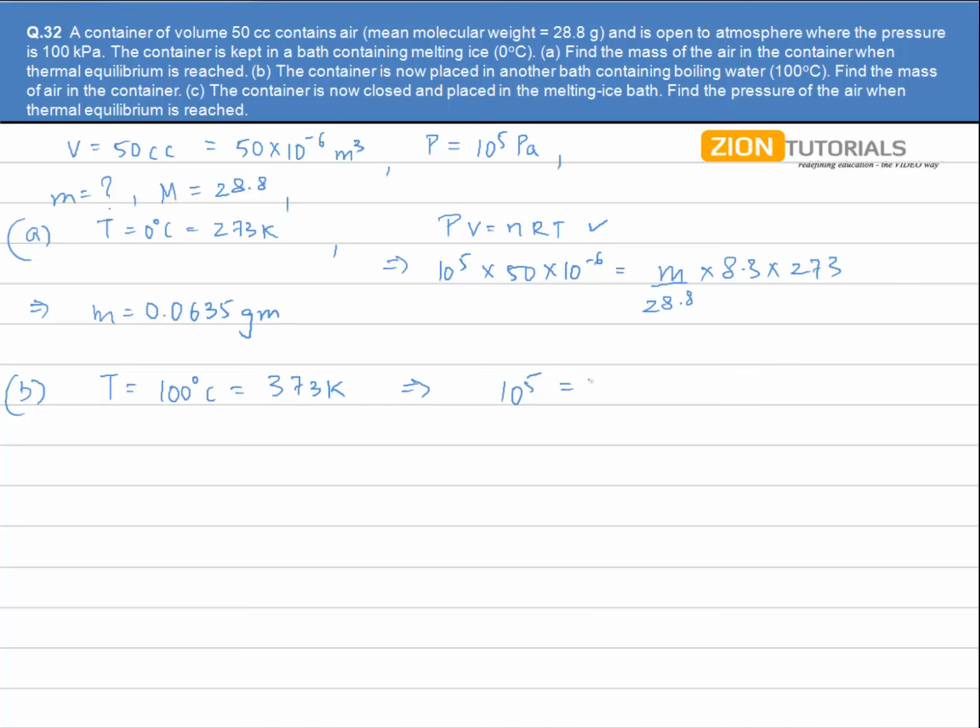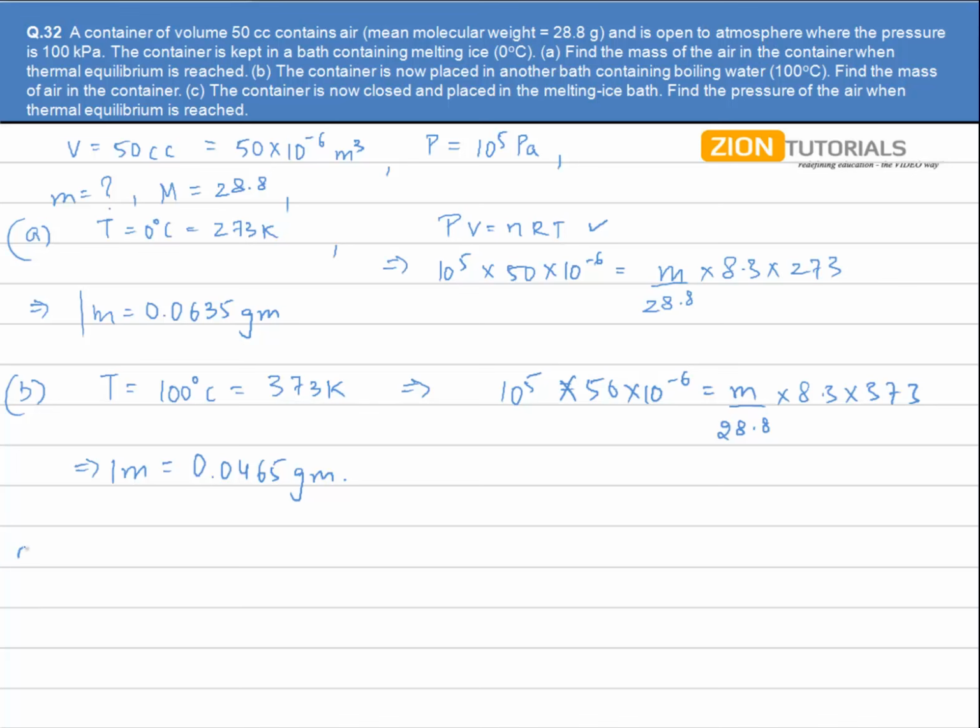We'll put in the same values: 10 raised to the power 5 into 50 into 10 raised to the power minus 6, which is the volume, equal to m divided by 28.8 into 8.3 into 373. From here we will calculate the value of the mass, which you will get as 0.0465 grams. So this is the answer, first answer, second answer.